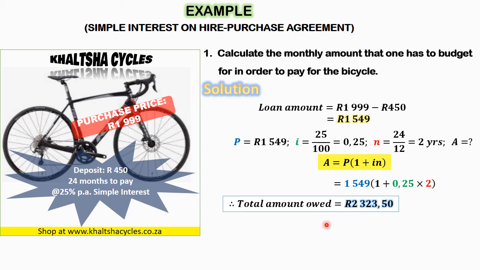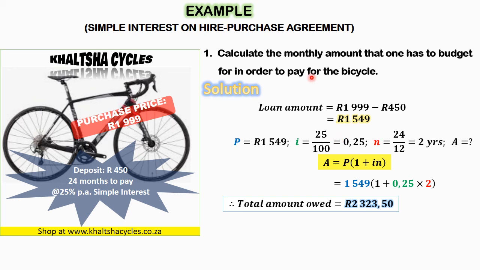This is the total amount that is going to be paid in 24 months. The total amount that is going to be paid in 2 years. By who? By the borrower. This is the total amount that is going to be gained by what? By Culture Cycles after 2 years.